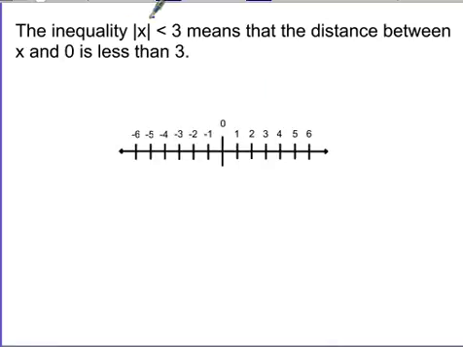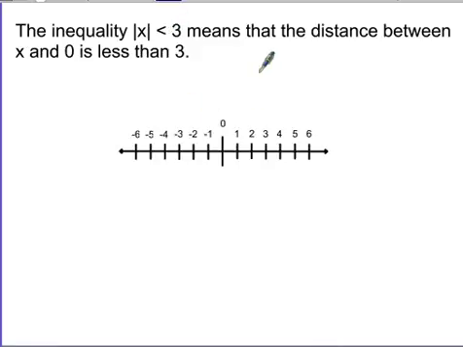The inequality, the absolute value of x is less than 3, means that the distance between x and 0 is less than 3. Because what is absolute value again? The distance from 0. So when you think about the absolute value of x, that just means the distance that x is from 0. And so when you say the absolute value of x is less than 3, it just means that x is less than 3 units away from 0.